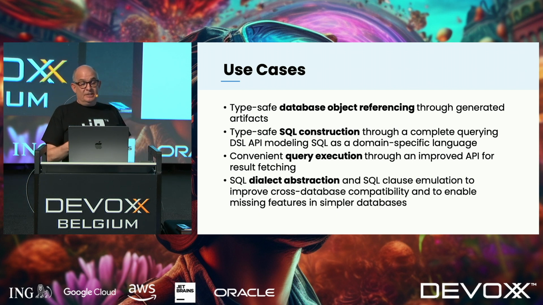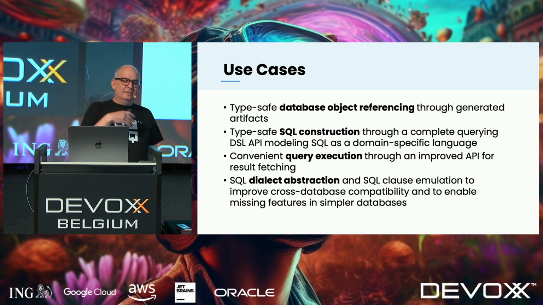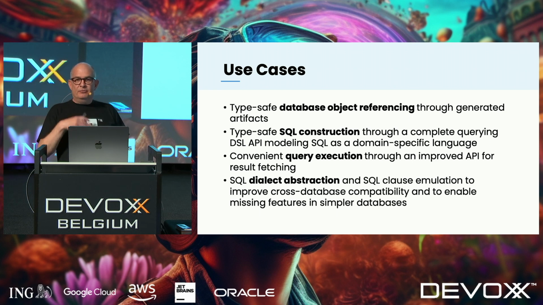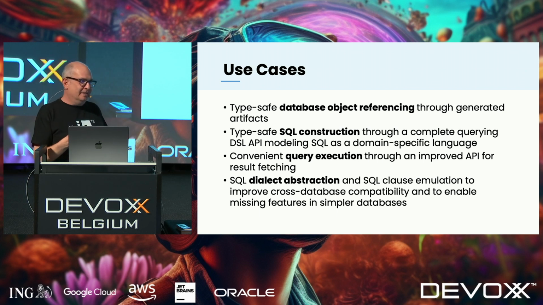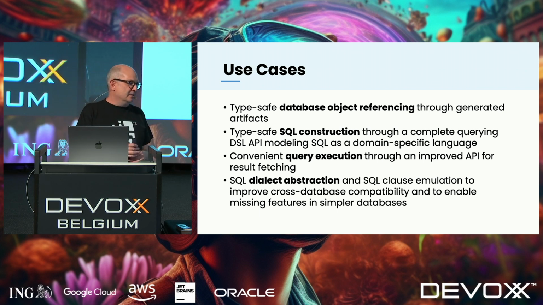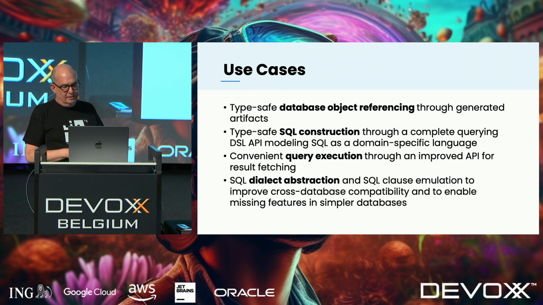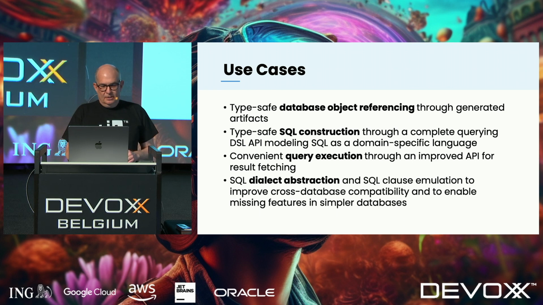Then we want to have type-safe SQL construction. That means we need an API with which we can only write valid SQL. If you write SQL in strings, you can do whatever you want. You will probably see the error at runtime, or hopefully you have a test that checks if your query runs, but you can write something that really doesn't work. And here we have a domain-specific language for that.